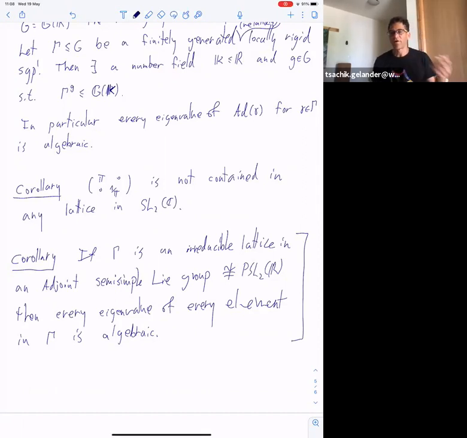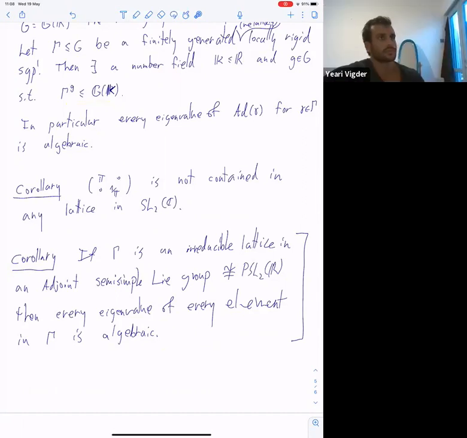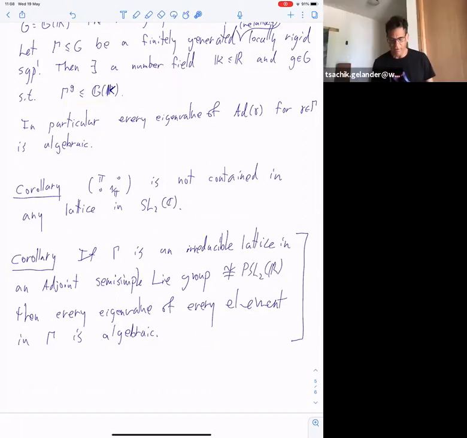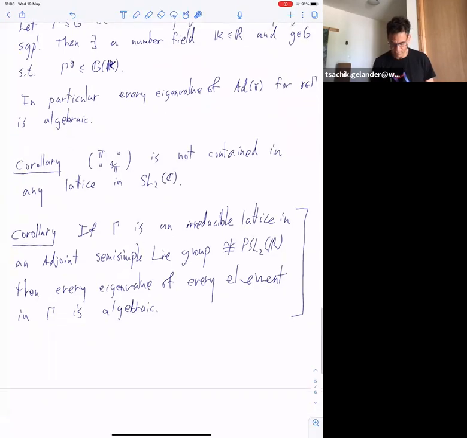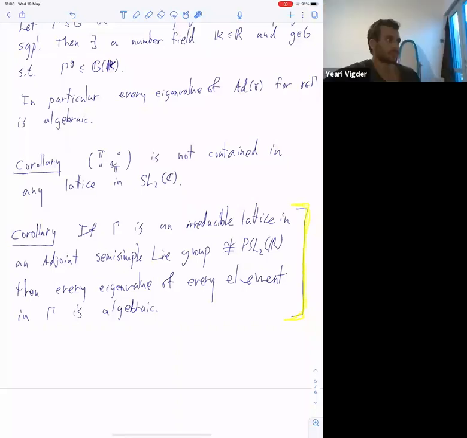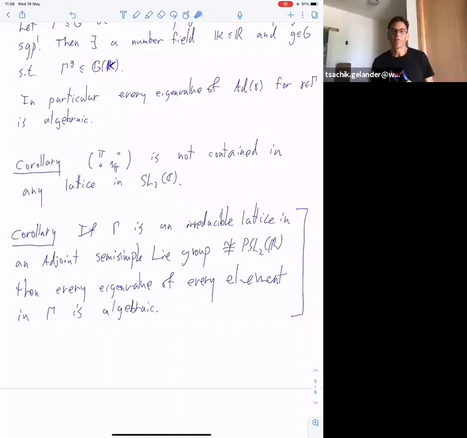And if you know all eigenvalues, actually you can deduce the stronger version from that version. So you can deduce also that from that. That's because if all eigenvalues are algebraic, then you can define the trace field, which is a number field, and you can show that you can conjugate the group into that field. But this corollary is quite strong, and I think so.